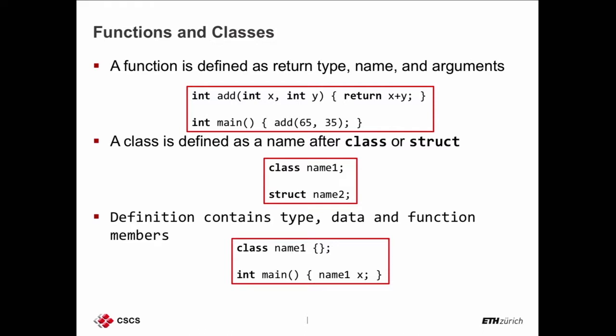The data members are the integers, floats, other classes inside the class. The function members are the methods of the class, and the type members are typedefs and using statements of your class.